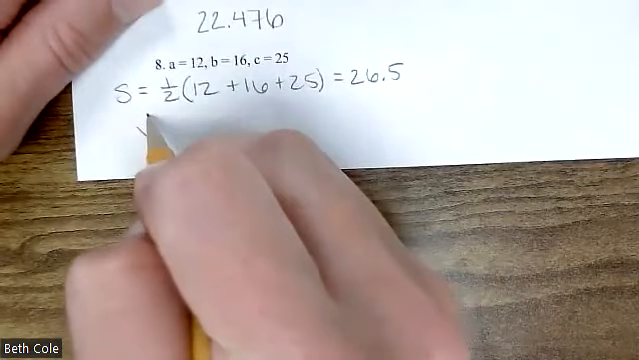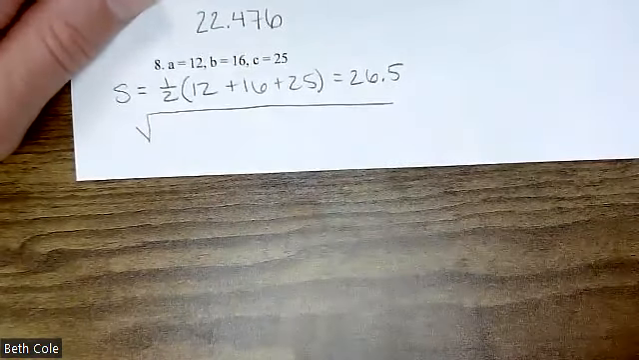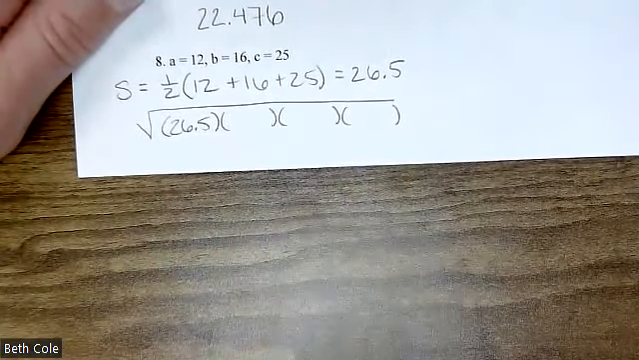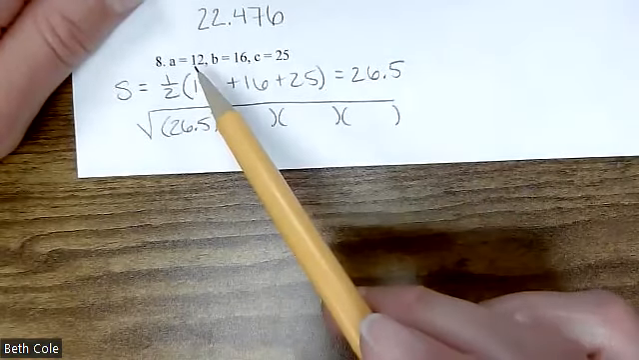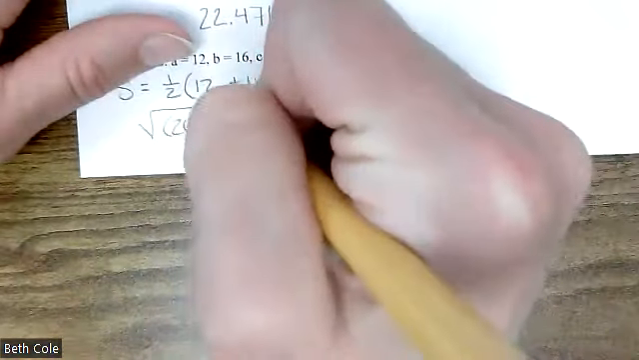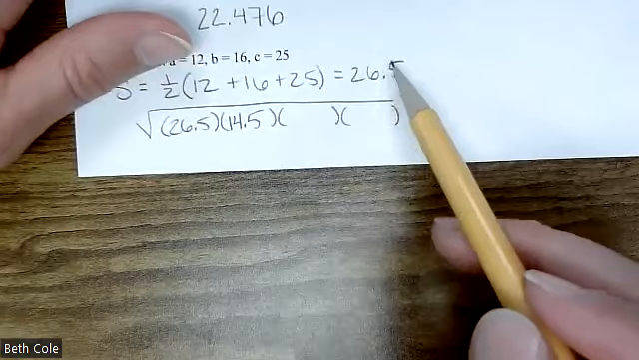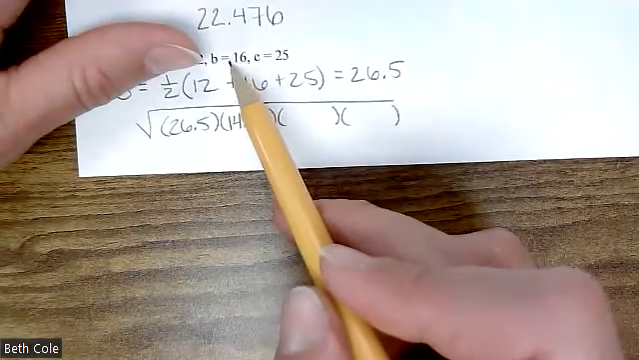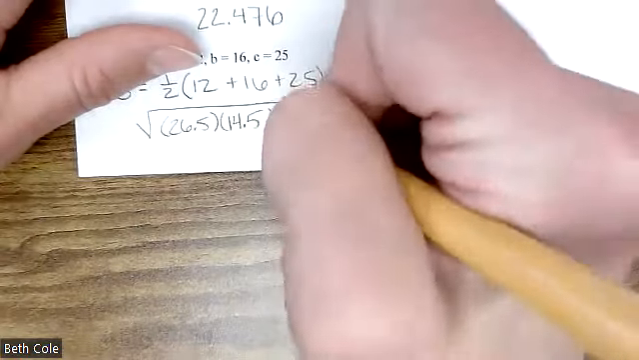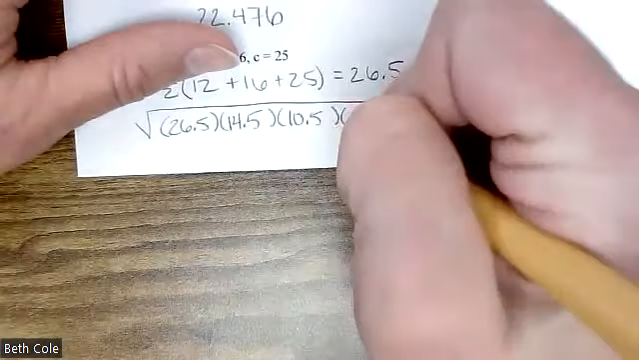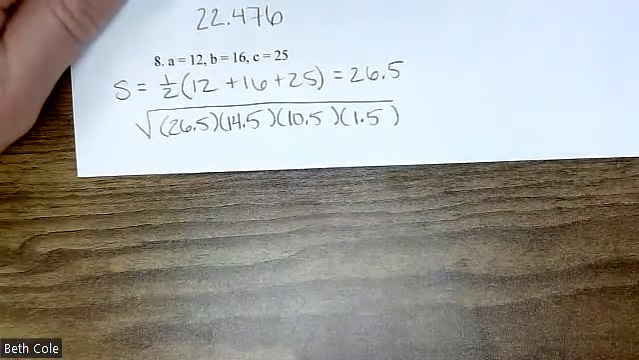And then your area, you're going to draw a big old square root. And underneath of that, you're going to put that number, so 26.5. And I usually put blanks. You're going to subtract each of the sides from that. So 26.5 minus 12 would be 14.5. What would the next one be? 26.5 minus 16. It'd be 10.5, good. And then 26.5 minus 25 would be 1.5.